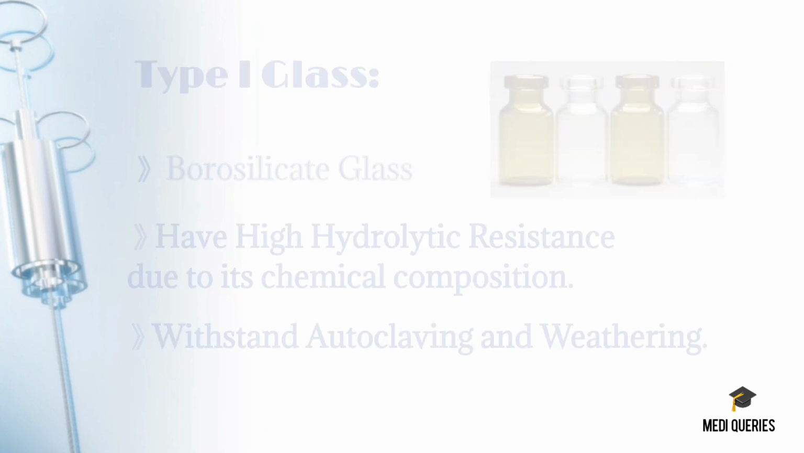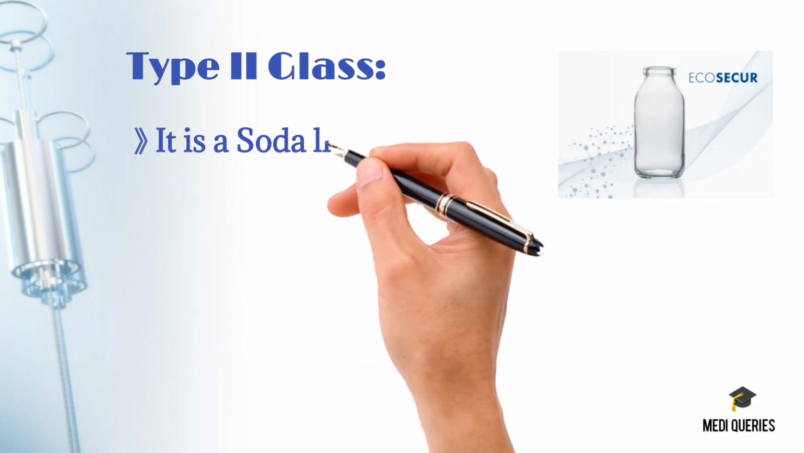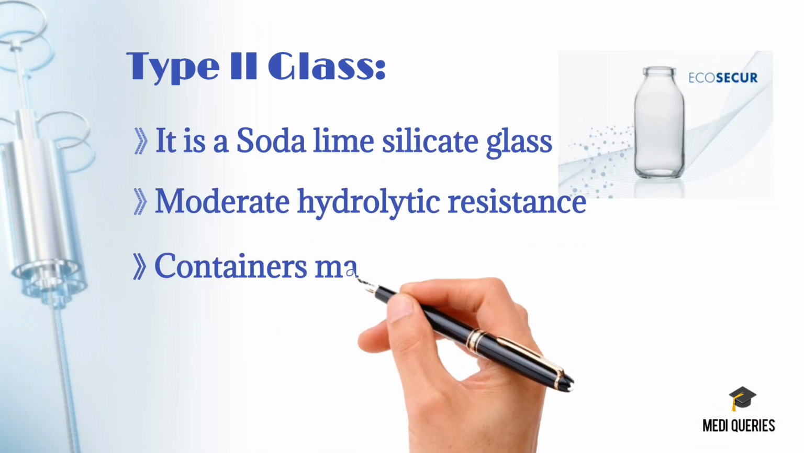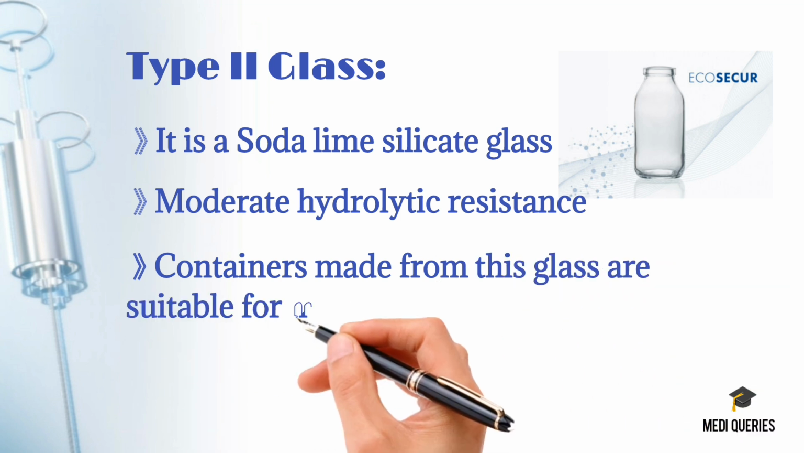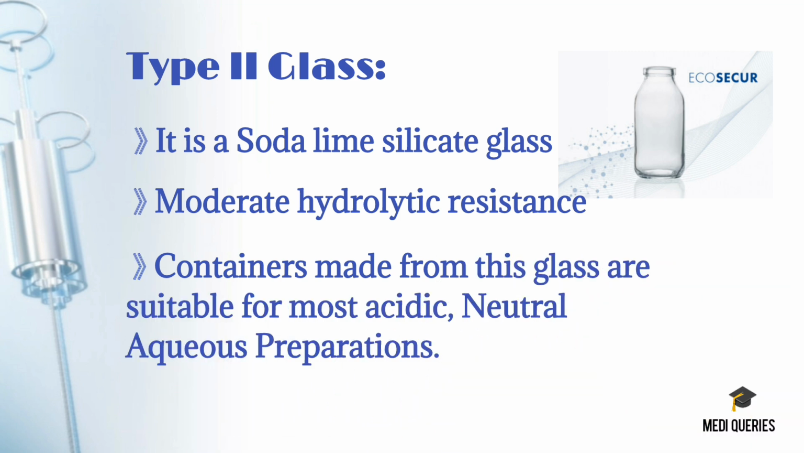And the next type of glass is type 2 glass. It is a soda lime silicate glass with high hydrolytic resistance as a result of treatment with moist sulfur dioxide at high temperatures. So the containers made from this glass are suitable for most acidic and neutral aqueous preparations.